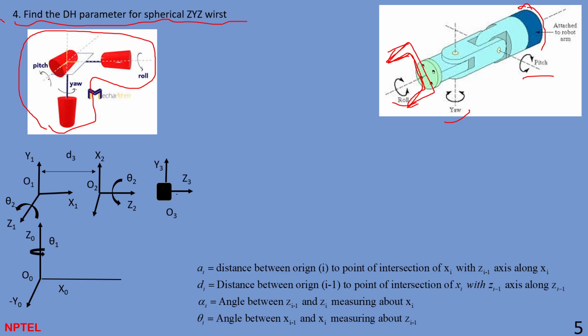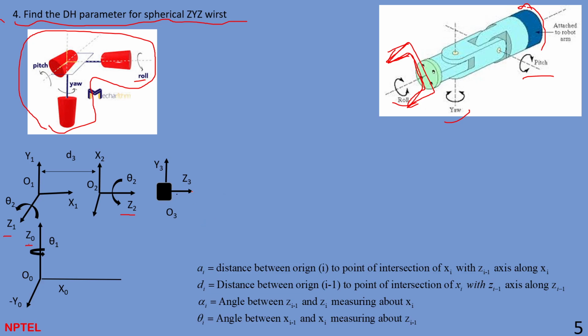Since all three are rotations, the axis along which it is rotating will be your Z axis. We'll start with Z0, which is your base frame. Since this is a yaw direction, Z0, and this is a pitch direction, this will be Z1, and then there is a roll, which is Z2. I think I have not mentioned there is a gripper also here.